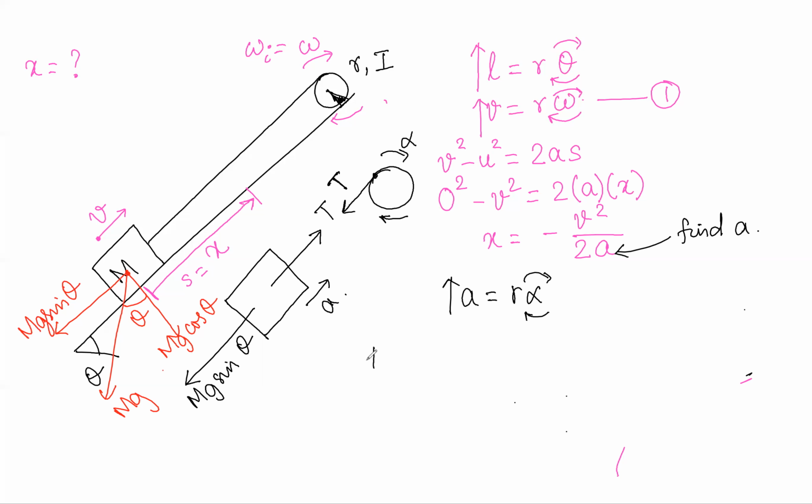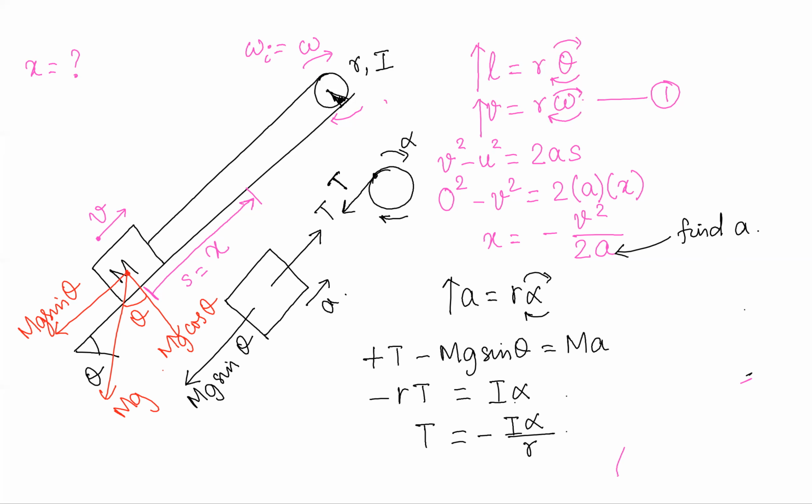Now let's write out the equation. You'll write plus T minus mg sine theta is equal to m into A, first equation. And then over here, the torque is acting opposite. If you think of a steering wheel, the torque is acting opposite. So we cannot write plus, we'll write minus R into T is equal to I into alpha. Okay, so what will be the value of T? The value of T will be minus I alpha divided by R. So what is the value of alpha? The value of alpha is equal to A divided by R. So that will also become I A divided by R square.